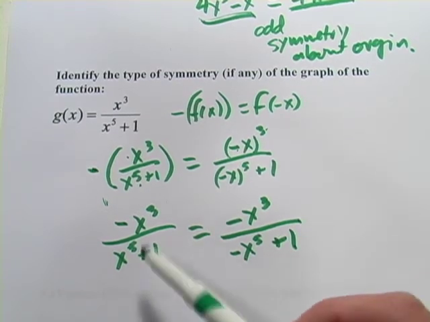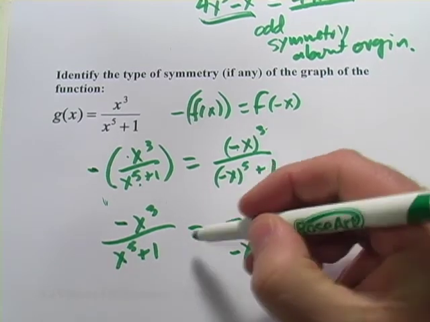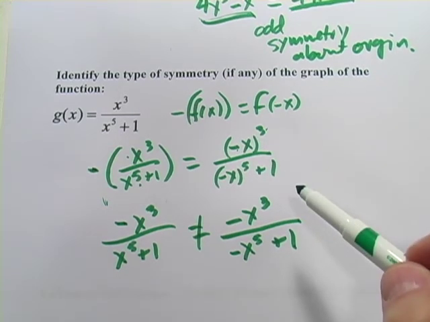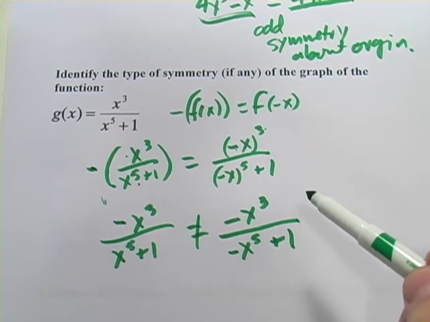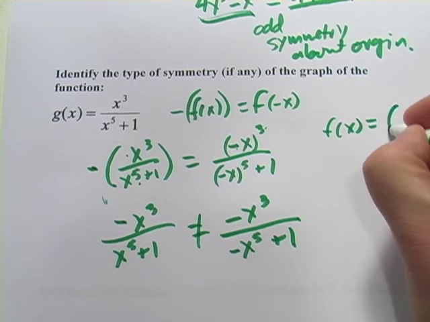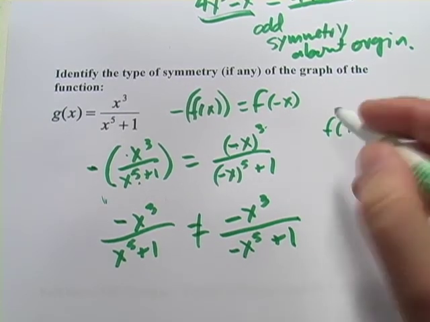And what I see is that these are not the same. The denominators are not the same here, while the numerators are. So these two do not equal each other. So this is not an odd function. I guess I could test whether it's an even function. And remember, the test for an even function is that f of x equals f of negative x. So let's go ahead and try that.